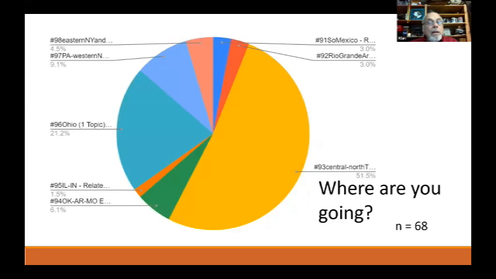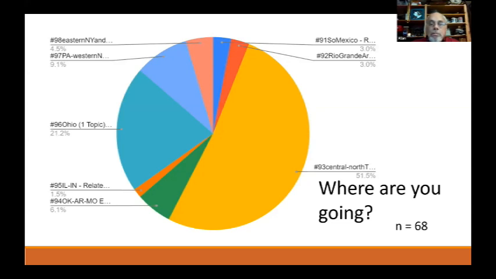Next slide. This is where people are going in my hashtag codes of areas. So starting at the top and going clockwise, 3% of 60, 70 people is about 2 people. So 2 people are going to Southern Mexico, 2 are going to Northern Mexico or the Rio Grande Valley. And those first 2 areas are those that have the absolute best weather prospects.